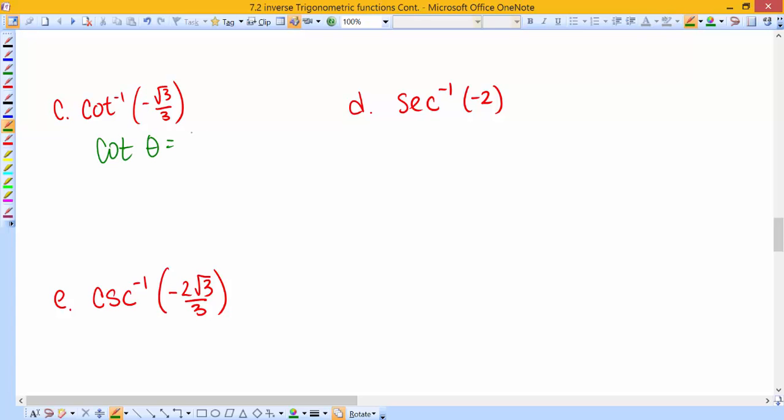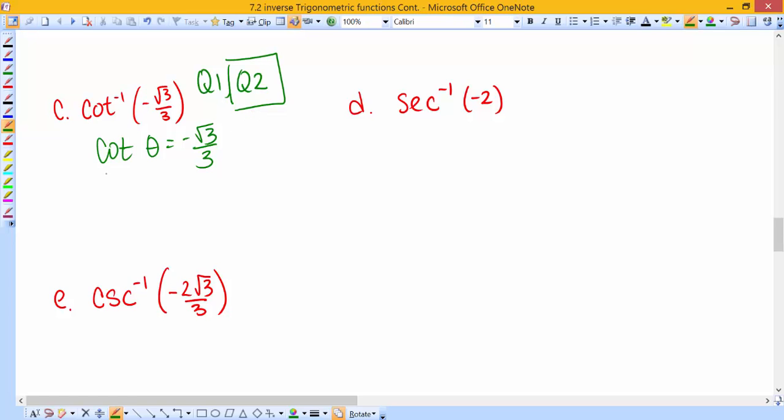Cotangent theta is negative root 3 over 3. Cotangent, remember, goes with cosine. This is quadrants 1 and 2. Since it's negative, you're looking in quadrant 2. So if I go to quadrant 2, actually, I'm going to show the work. I'm not going to spend too much time with the unit circle because it is good to know how to do this. So if you are using your unit circle, you look in quadrant 2.